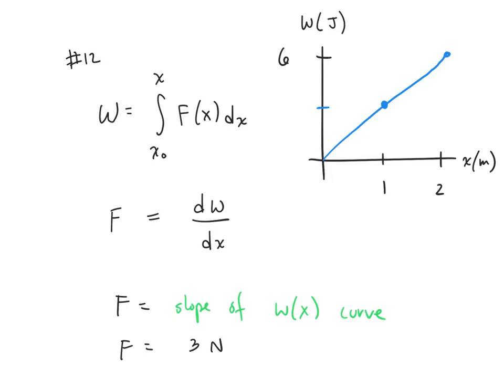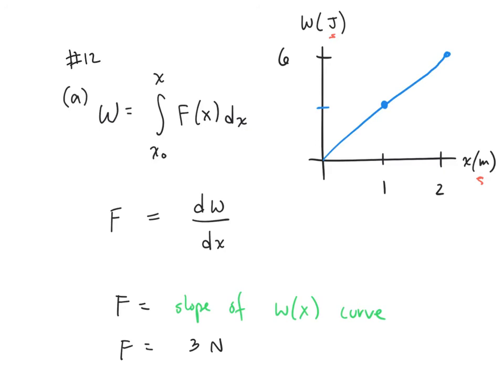We can see that it's newtons because the slope of the line gives us joules over meters. And joules over meters is a newton by definition. We can see that literally from the actual units here of joules and meters. Again, the integral of force is work, so the derivative of work is force. That's part A to the problem.